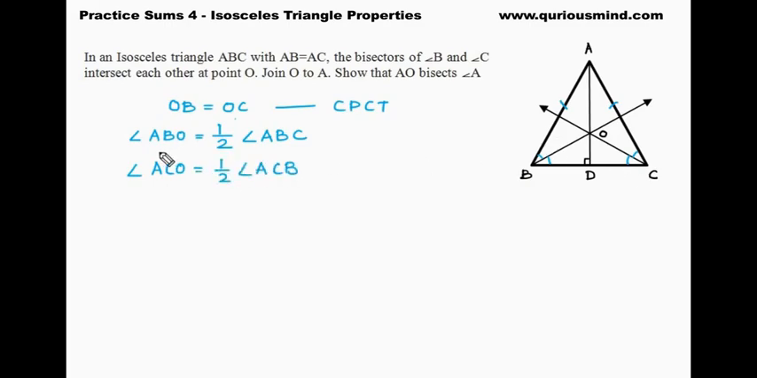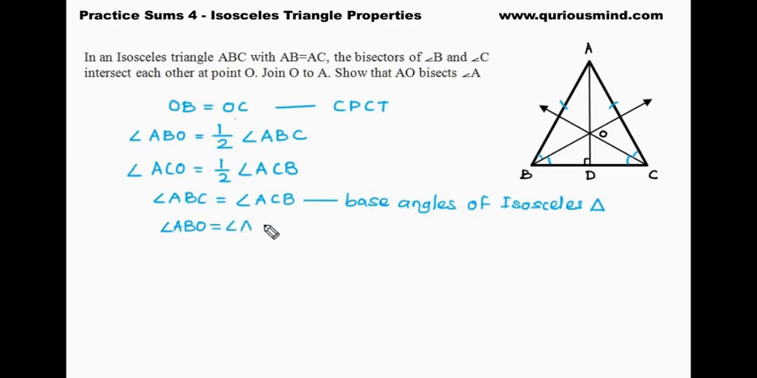OB and OC are angle bisectors. That's why angle ABO is half of ABC and angle ACO is half of ACB. And we know ABC and ACB are equal because those are base angles of isosceles triangle. And therefore angle ABO is equal to angle ACO. And we also know AB is equal to AC. Let me call this as 5, this is 6 and 7.